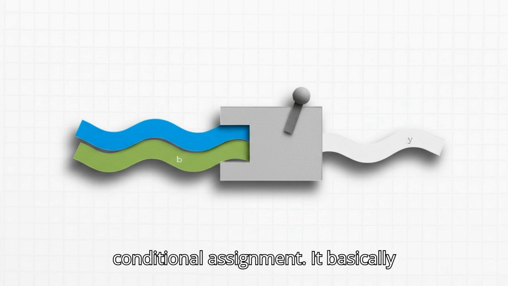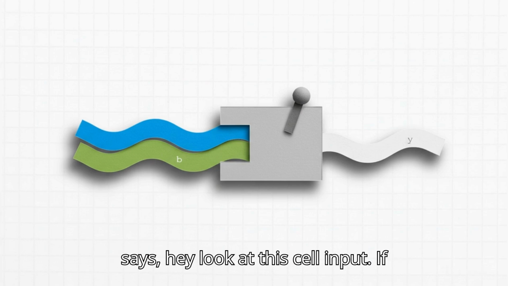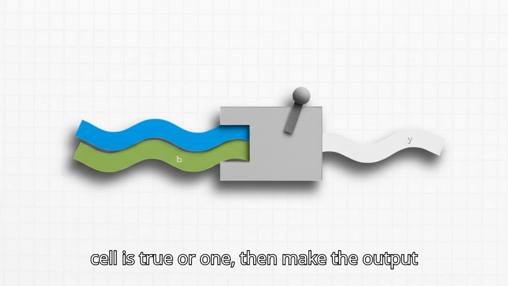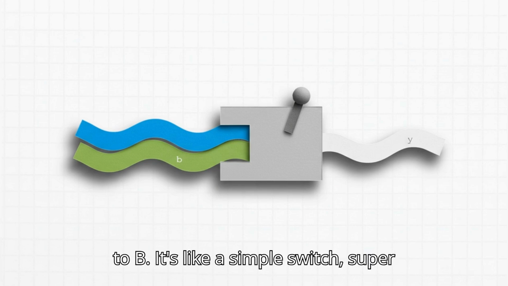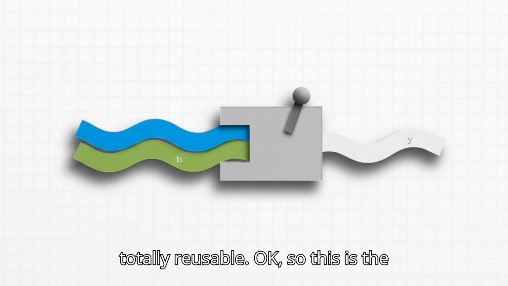That's a conditional assignment. It basically says, hey, look at the sel input. If sel is true, or a 1, then make the output Y equal to A. If it's not, make Y equal to B. It's like a simple switch. Super simple, but incredibly powerful and totally reusable.